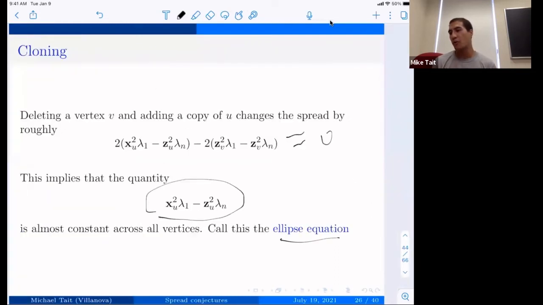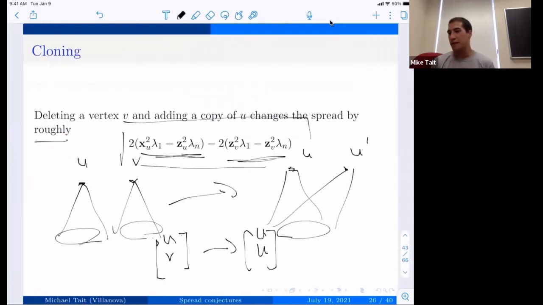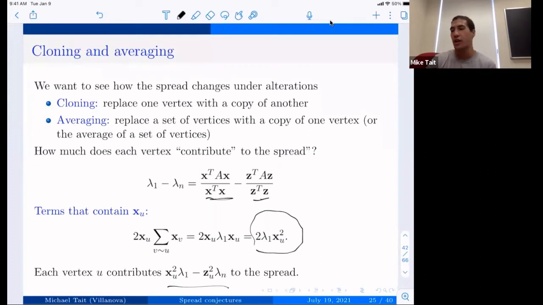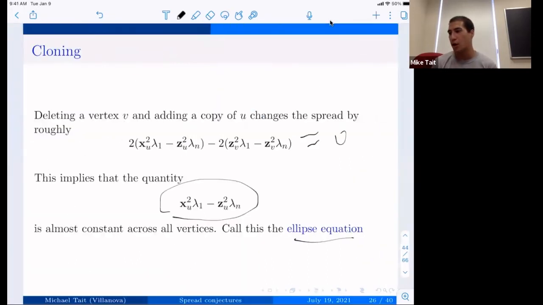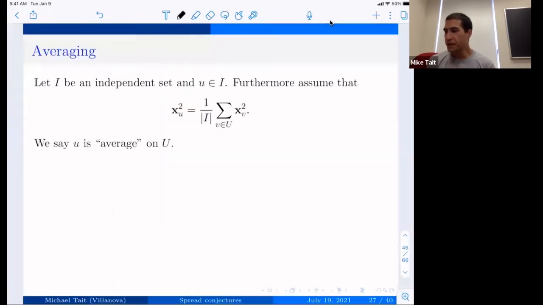And this is because, before, when I said the change has to be roughly 0, the roughly happens because the norms of the vectors might change. But if you're only removing one vertex, they don't change very much, okay? If I'm removing an entire independent set, maybe a linear size piece of my graph, then the norm of the vector might change dramatically. And so this can cause problems. So I'm going to impose this averaging condition. And so now when I change the eigenvector, the norm of the vector actually doesn't change at all. And I'll say that means u is average on the independent set.